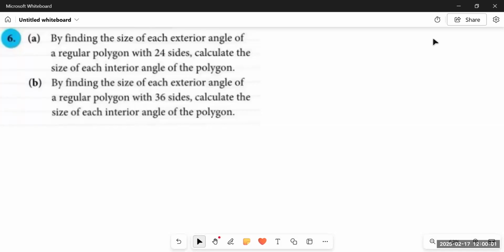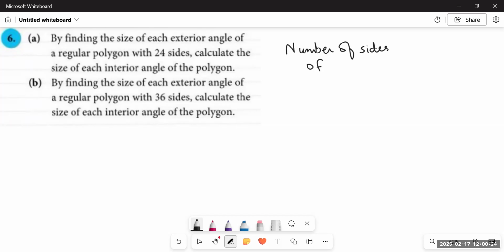Now, students, in question number 6, we just have to do the reverse of what we have done in question number 5. So basically, question number 4, question number 5, and question number 6 all are interrelated. So what we have learned, to find out the number of sides, just remember this formula. To find the number of sides in a polygon, we divide 360, this is the constant, by the exterior angle.